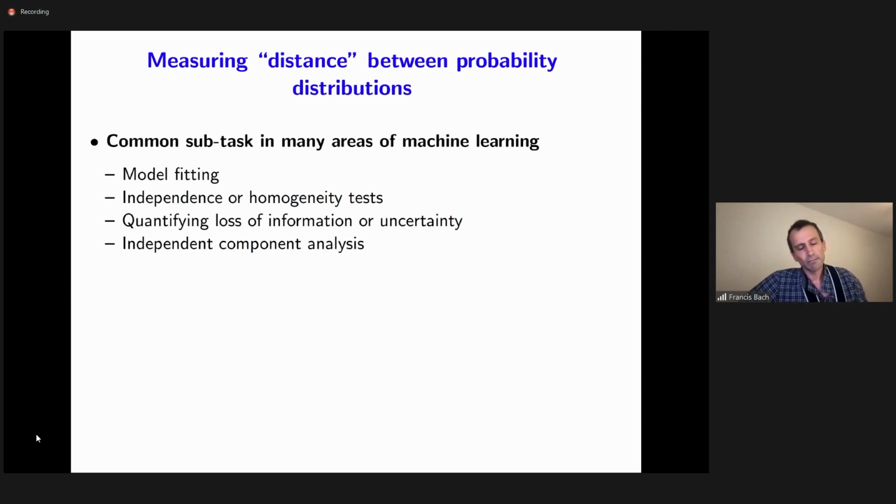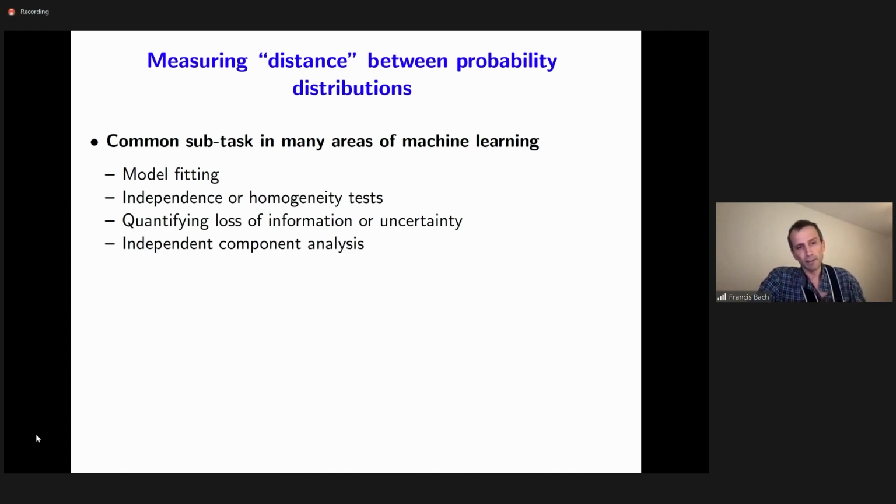And this comes out in many places throughout machine learning and data science. Here are a few examples which I'm listing. A classical one is model fitting. So you minimize the distance, and here distance will be in quotes, as these may not be metrics. The distance between the empirical distribution and your model, and you get model fitting. And most generative modeling techniques end up being of that kind.